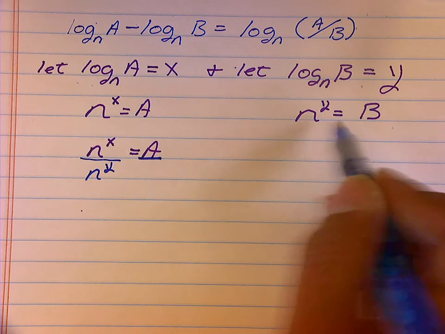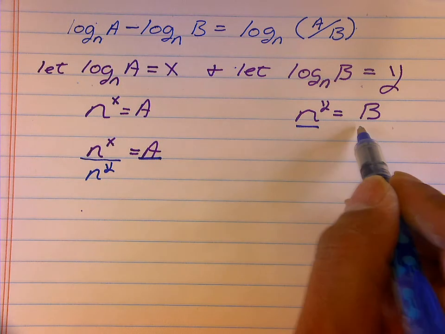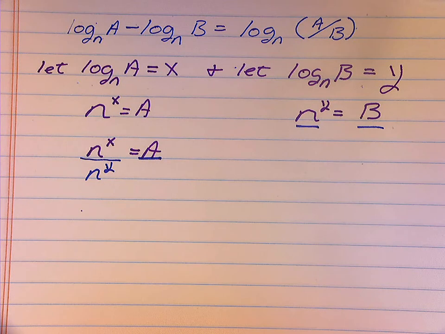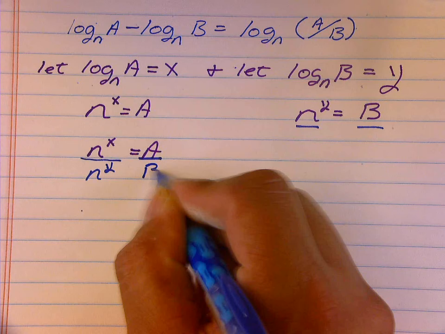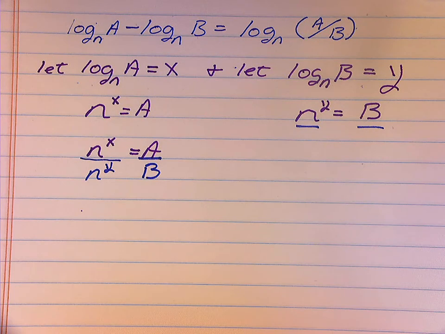However, notice on the right-hand side, instead of writing n to the y on both sides, on the right-hand side, I'm going to write b, because n to the y is b.